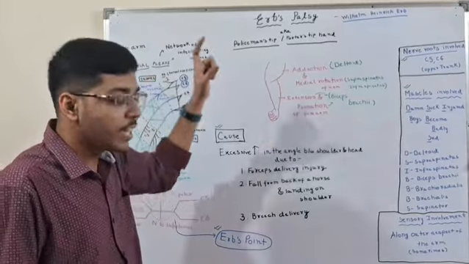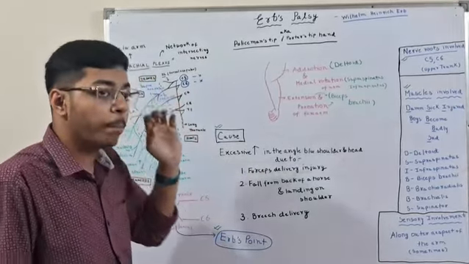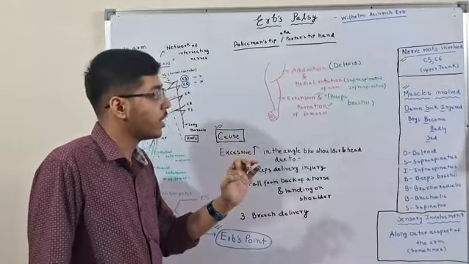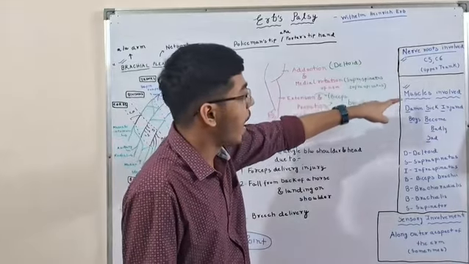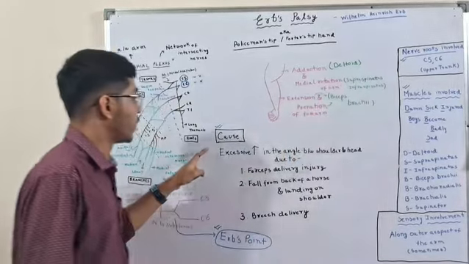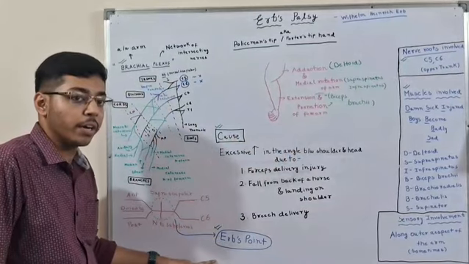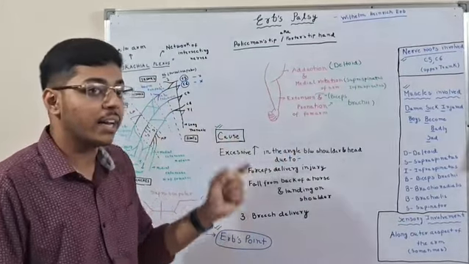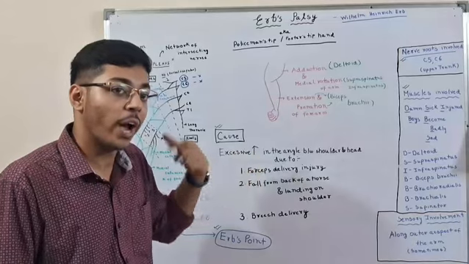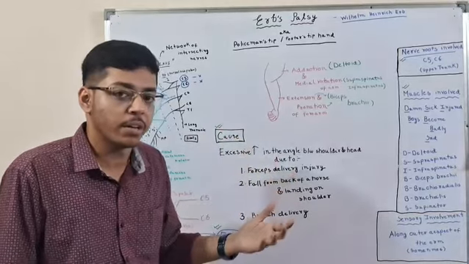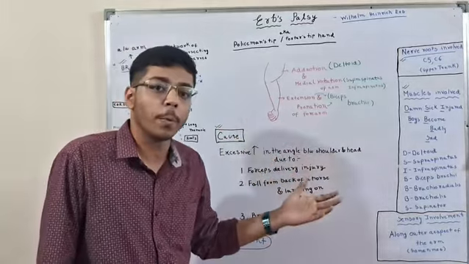So, from this Erb's palsy topic, the main things that are to be remembered are the nerve roots involved, the muscles involved, definitely the causes, and the Erb's point. All these are to be remembered clearly to be able to get good marks while you are being asked by an examiner. Okay, so this covers the whole topic of Erb's palsy.